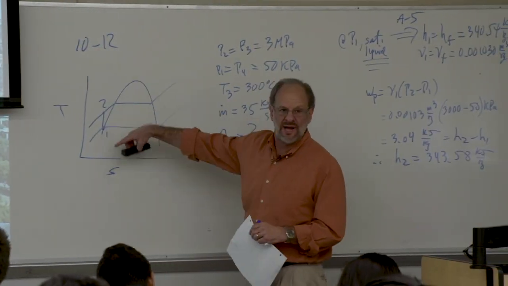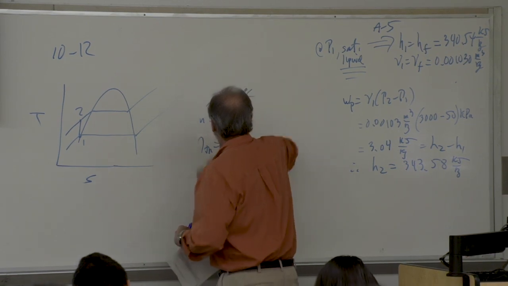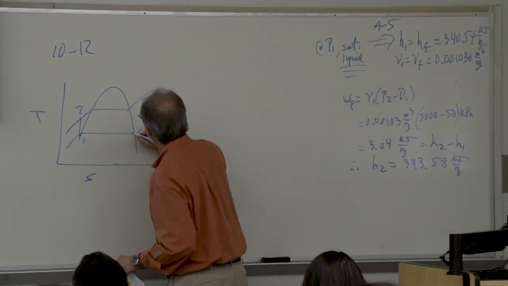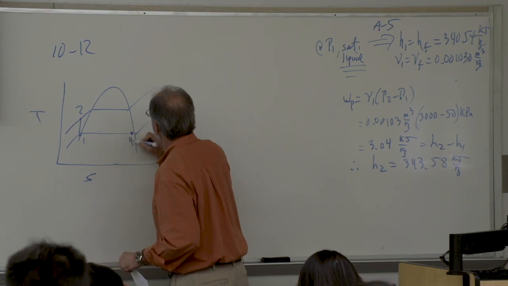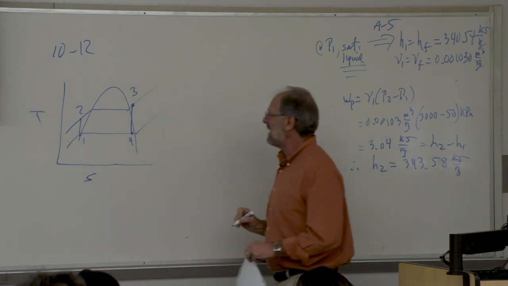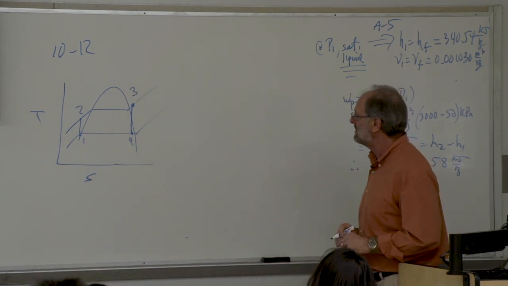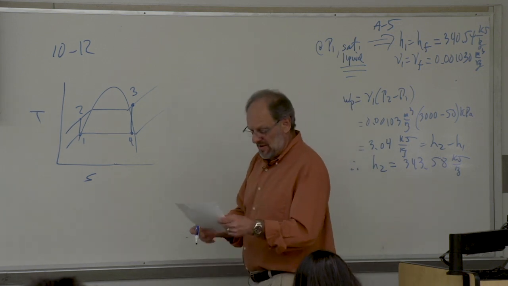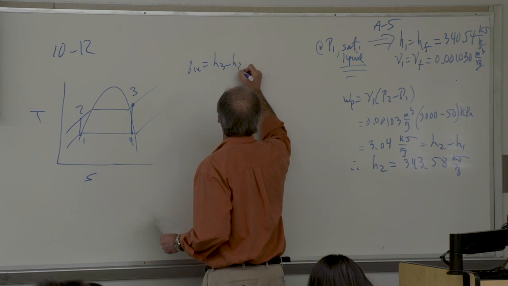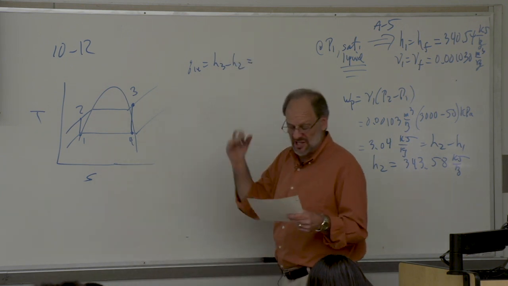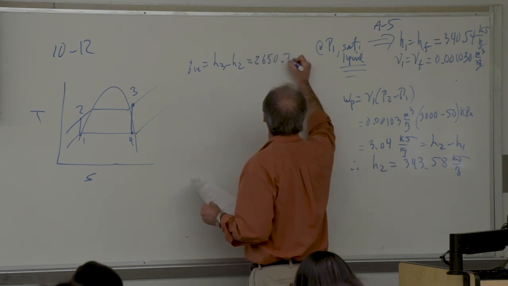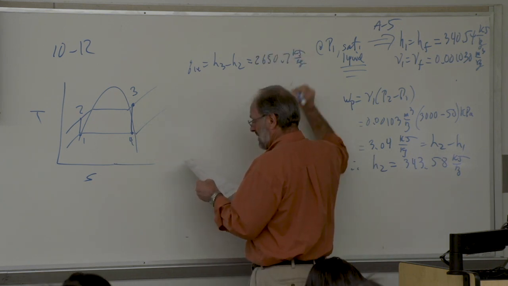Before I erase the diagram, in fact, I'm not going to erase it, let's at least complete it. We know that point 4 is a two-phase mixture. We know that point 3 is superheated. So that actually finishes the TS diagram for us. Now we can find the other terms. Heat input is H3 minus H2. I'll let you subtract one from the other. We get 2650.7 kilojoules per kilogram.